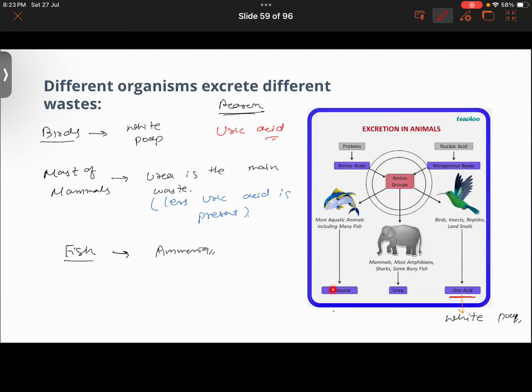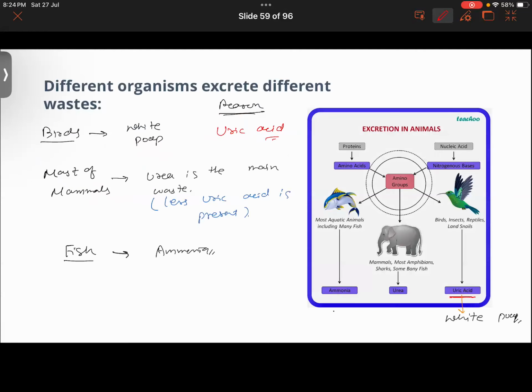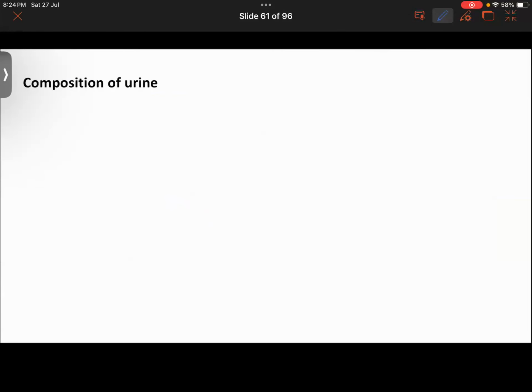But in most of the animals, like for example birds, reptiles, some insects which do not have a backbone, in them the waste would be uric acid. So from that point also you can understand this. All right? So that is something which we have learned.